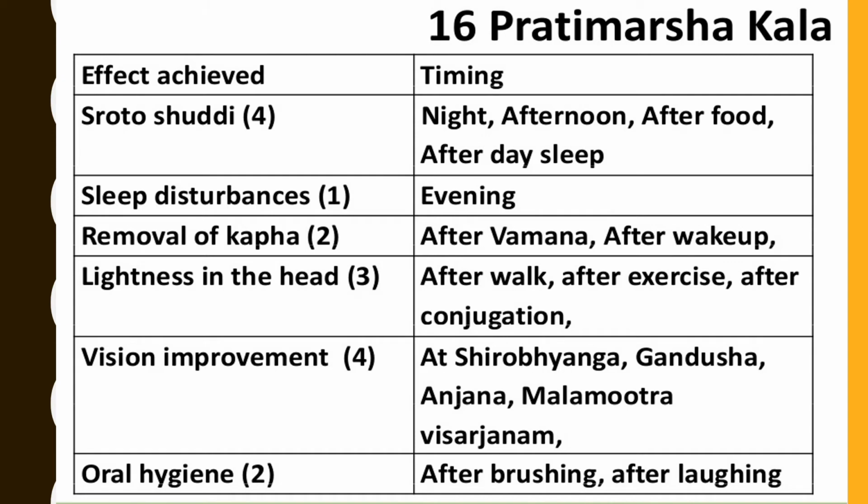Now, the 16 Pratimarsa timings. What is the timing, and what is the effect achieved by these timings in Pratimarsa Nasya? In this table, we can see the first one is Srotoshuddhi. There are 4 types of timing which achieve Srotoshuddhi. First one is night, second one is afternoon, third one is after food, and last one is after day sleep.